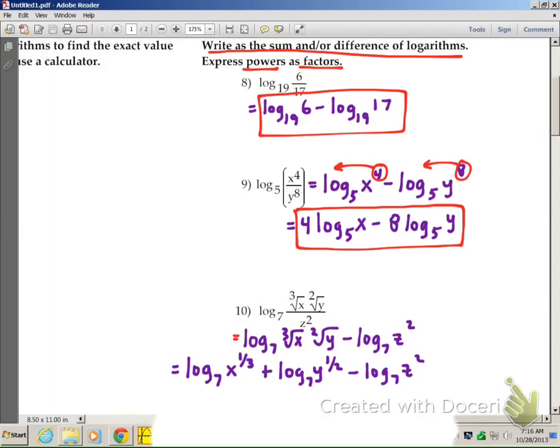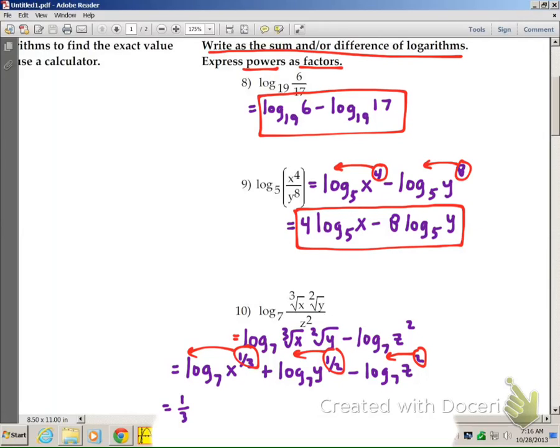Okay. But now, again, notice that we've got these exponents, and we're told we're not allowed to have those exponents in our answer. And again, that's very important that we can see that we can move those. So anyway, we get 1/3. We bring the 1/3 out front. We're going to bring the 1/2 up front, and we're going to bring that 2 up front as well.